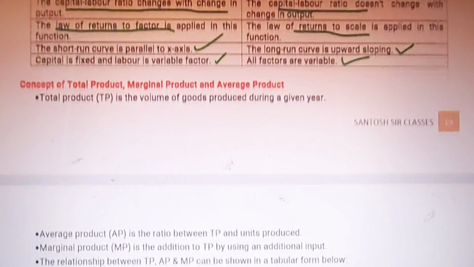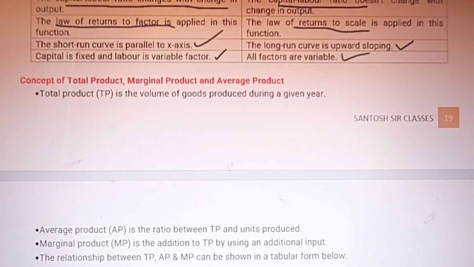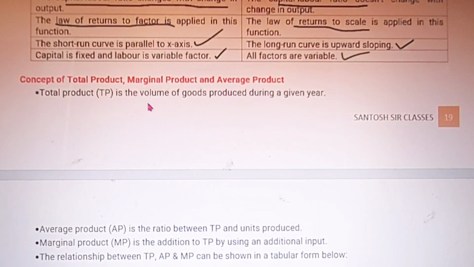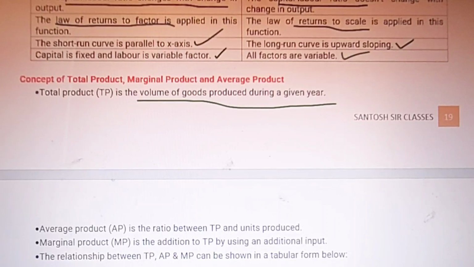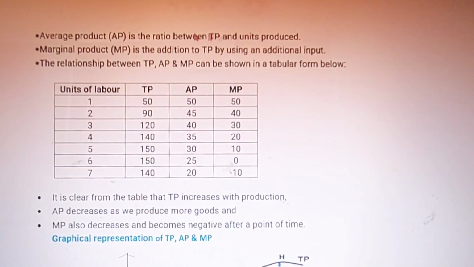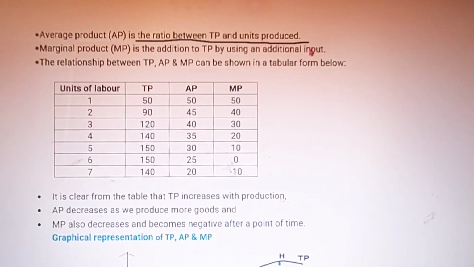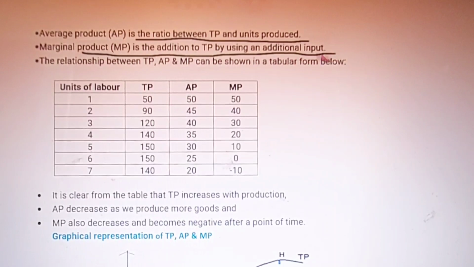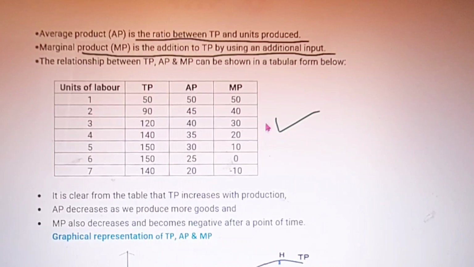Okay, the next concept is TP, MP, AP, that is total product, marginal product, and average product. Total product is the volume of goods, the total value of goods and services produced by a firm during a particular year. And average product is the ratio between the total product and units produced. That means total product divided by total units produced will give you the average product, and marginal product is the addition to TP by using one additional input. So their relationship can be understood by this particular schedule.